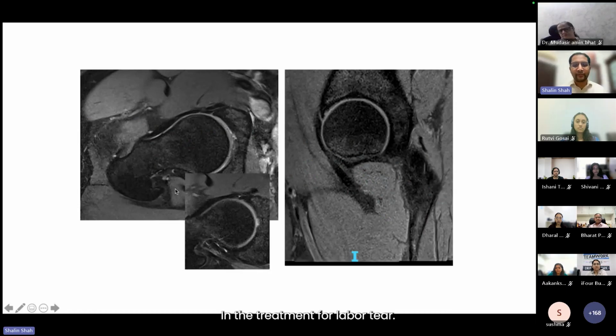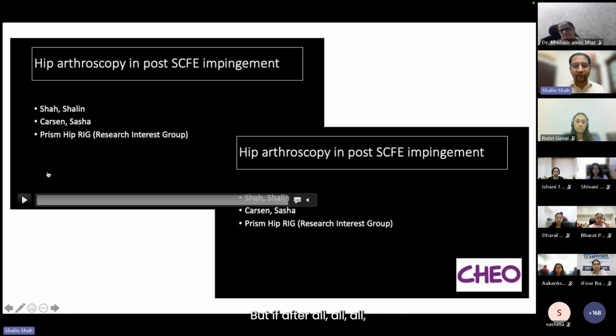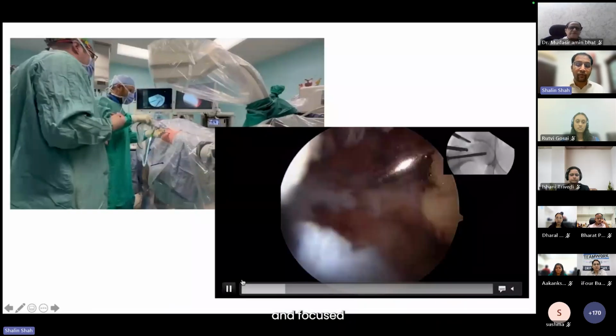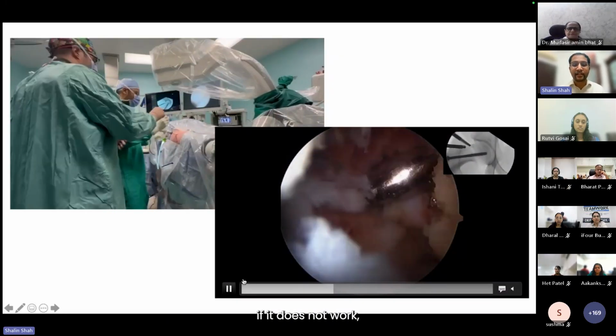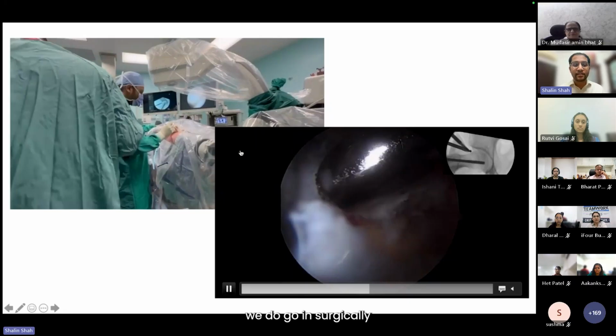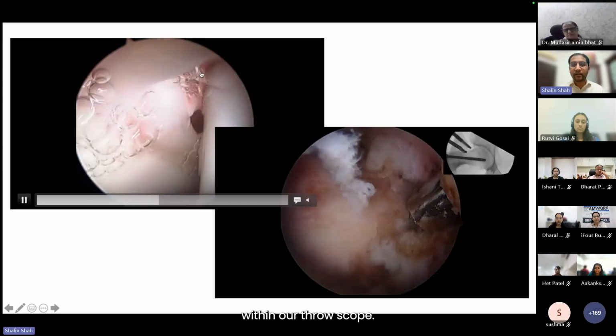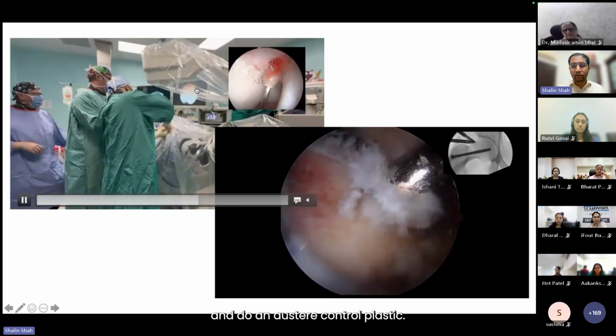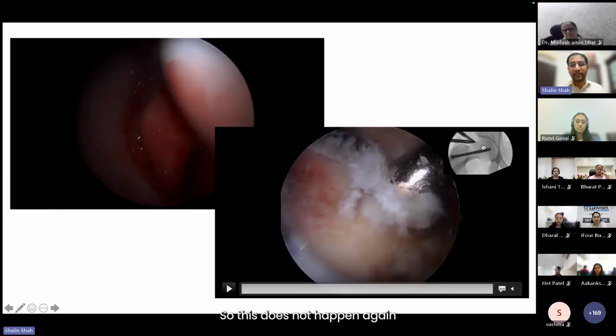In the treatment for labral tear, the first treatment is still physiotherapy, because sometimes if the muscles get strong enough, the labral tear will stop being symptomatic. But if after all interventions of physiotherapy and focused strengthening of the muscles it does not work, we do go in surgically with an arthroscope. We do go ahead and repair the labrum and do an osteochondroplasty, so this does not happen again, under the guidance of CM.